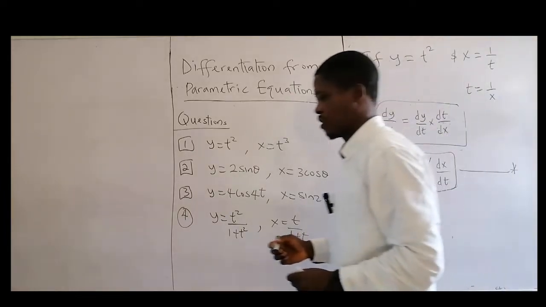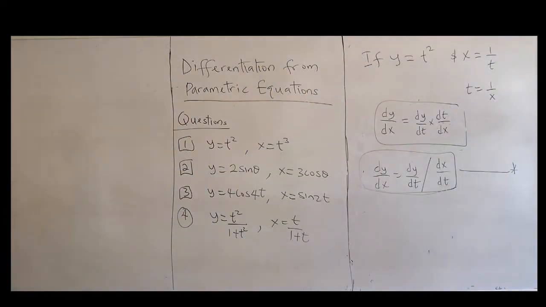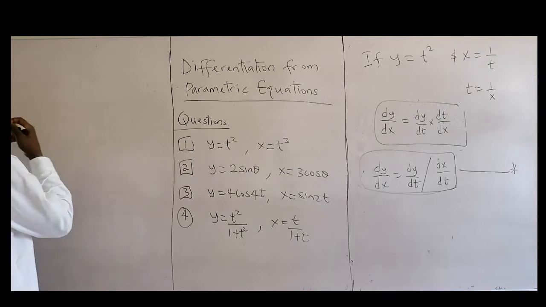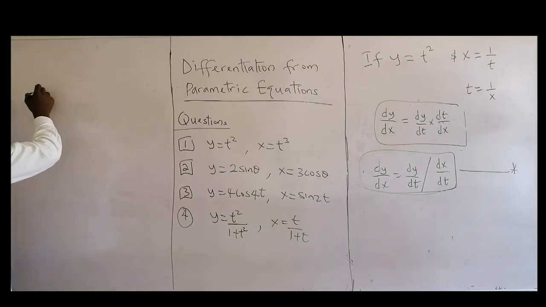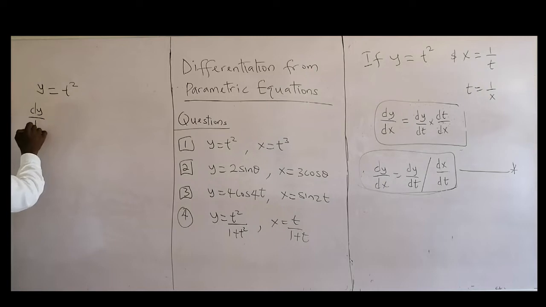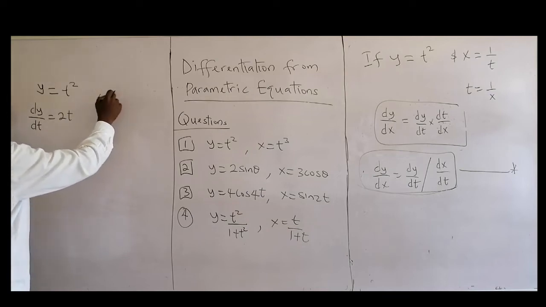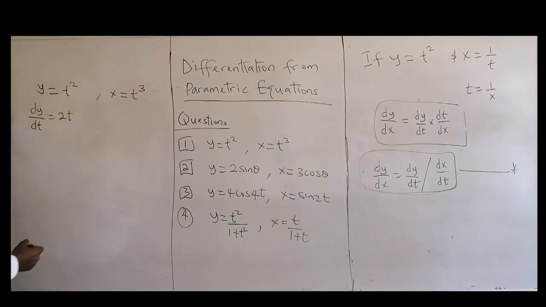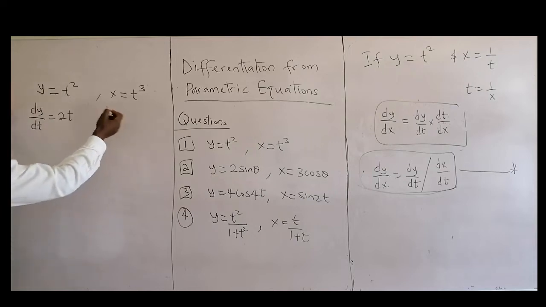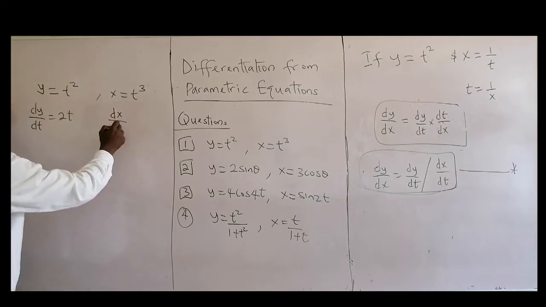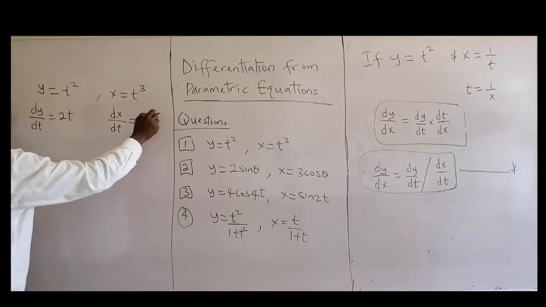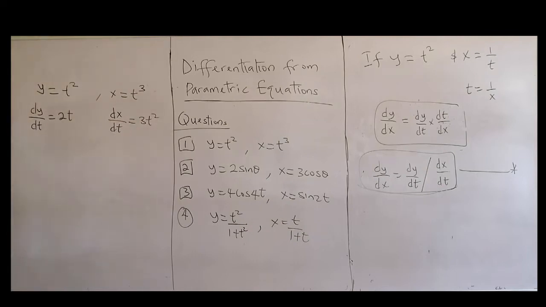Okay, so let's look at the questions we have there. We have the first one. y is equal to t squared. So from there we can get dy/dt, which is 2t. The second equation, we have x is a function of t. So you can also have dx/dt, which is 3t squared.